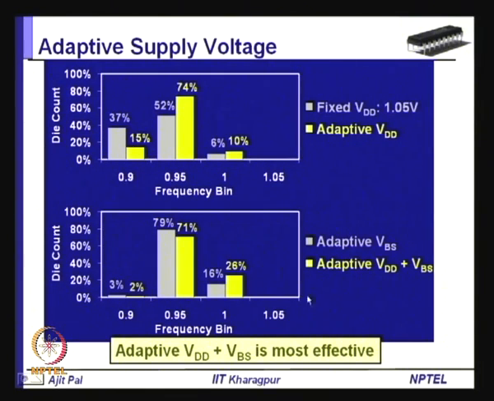And here you can combine adaptive supply voltage and adaptive body biasing. You can see that by using combined adaptive supply voltage and adaptive body biasing, most of the devices will be operating in the normal range. That means, slower devices are not existing.